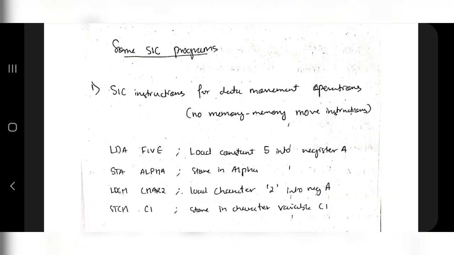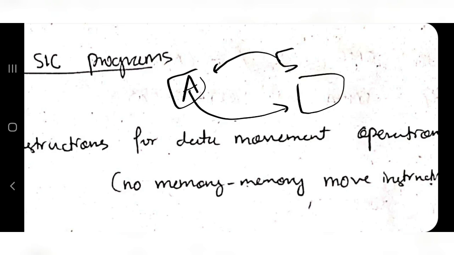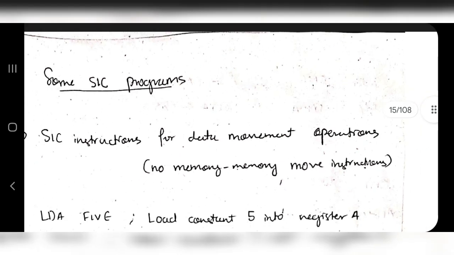Before moving on to the SIC XE architecture, we will discuss some SIC programs. If they ask in an exam for writing SIC, you have to know how to write it, right? So let's discuss how to write SIC programs. The first one is SIC instructions for data movement operations. Data movement means you have some number, for example 5, which will be moved to a register, and after that from the register again it will be moved to the output or any other variable. That's the data movement operation.